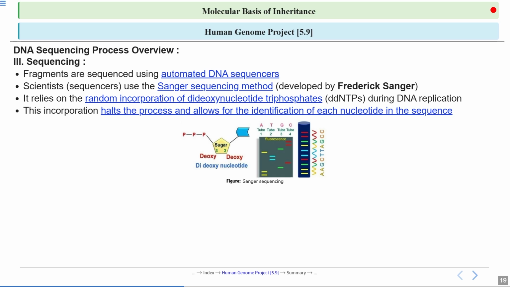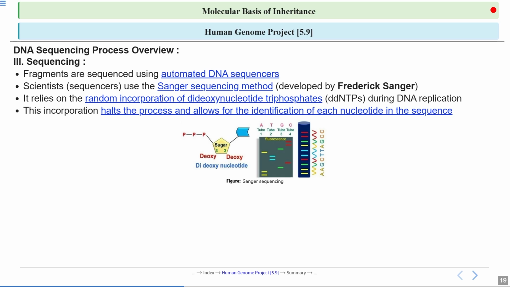This causes chain termination during DNA synthesis, producing DNA fragments of various lengths that can be analyzed to reveal the sequence. So this was the concept behind this. Do you understand what happened? In this, they have used dideoxynucleotide triphosphate.